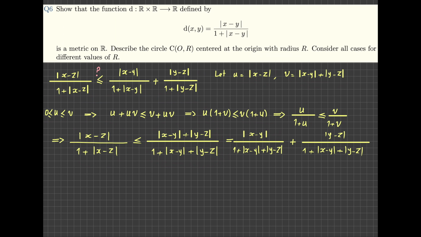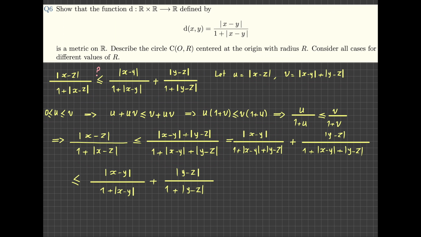And now this is less than or equal to the absolute value of x minus y over 1 plus the absolute value of x minus y plus the absolute value of y minus z over 1 plus the absolute value of y minus z. Let me explain why.